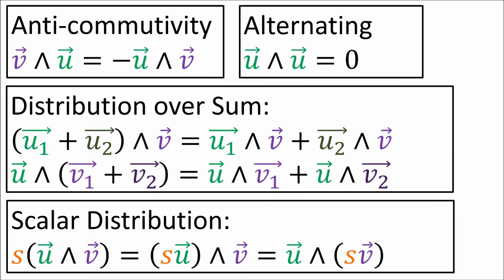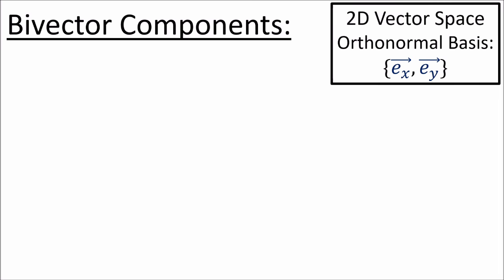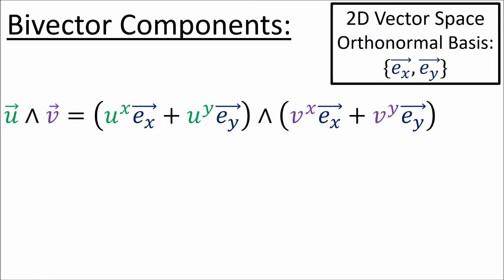Now, we've talked about the abstract properties of bivectors, but I'd also like to talk about bivector components. Let's say we're working in 2D space with basis vectors ex and ey, and we're looking at the bivector u wedge v. What are this bivector's components?